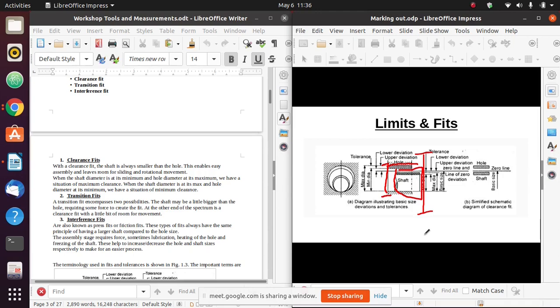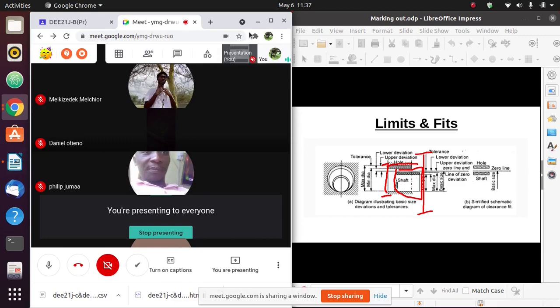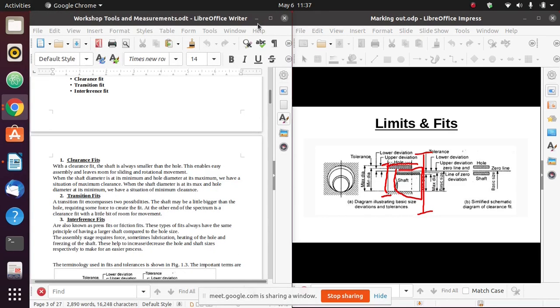Now, these interference fits are necessary if I want to have a tight fit, if I do not want to have two parts that are moving. That is what we term as an interference fit.